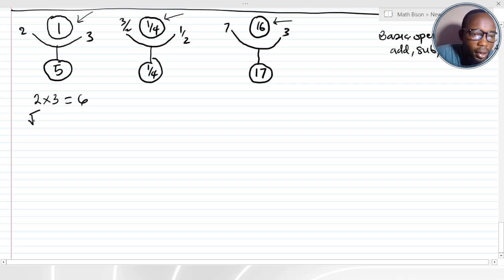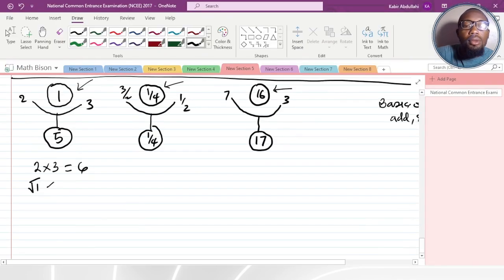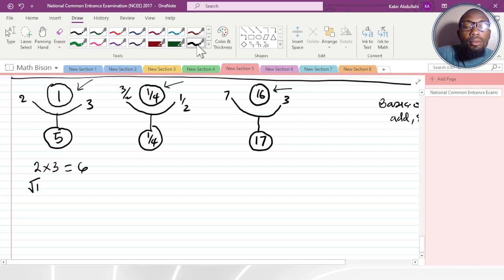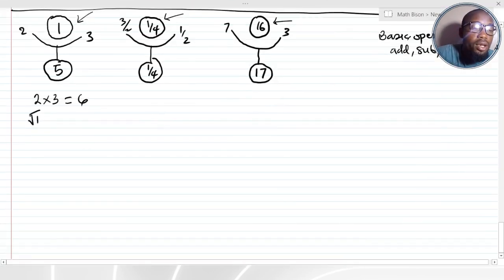And the square root of 1 is still 1 plus 5 gives us 6. Looks like something. Let's see if that works here. 3 over 2 times 1 over 2 should give us 3 over 4.